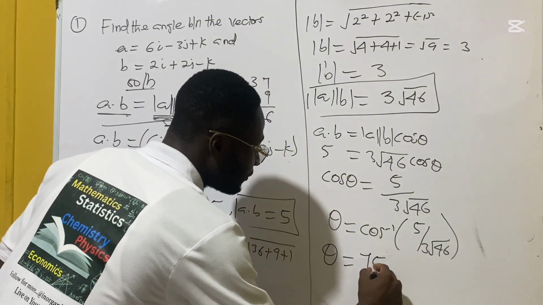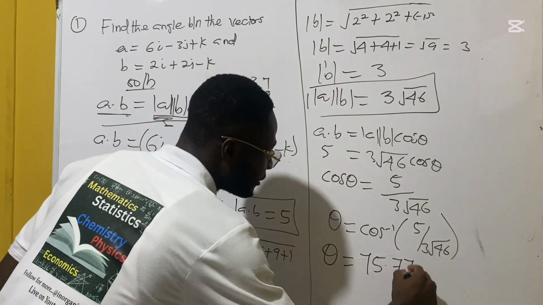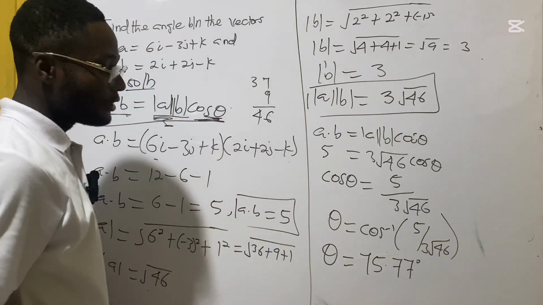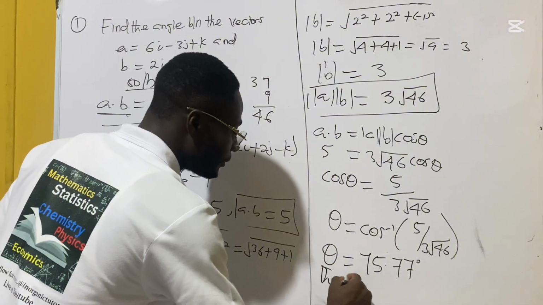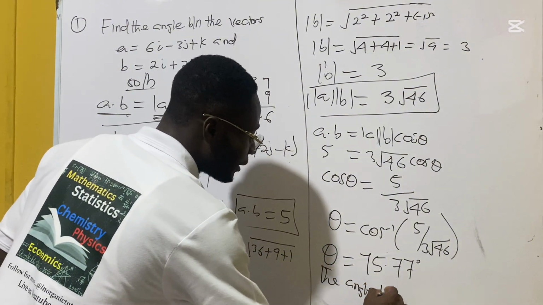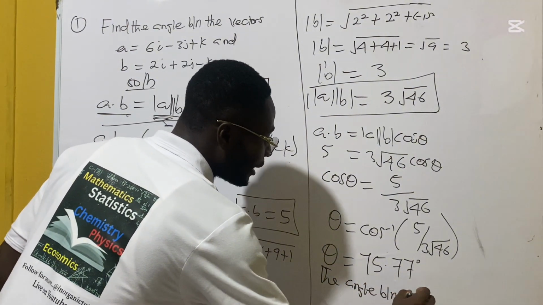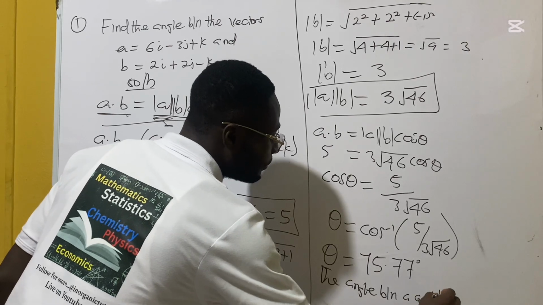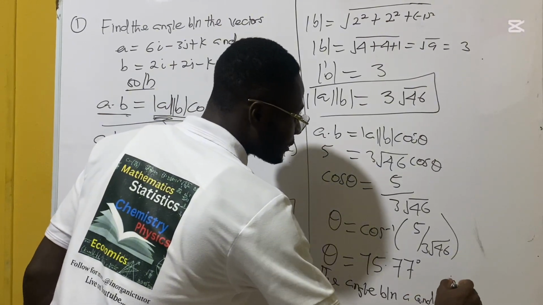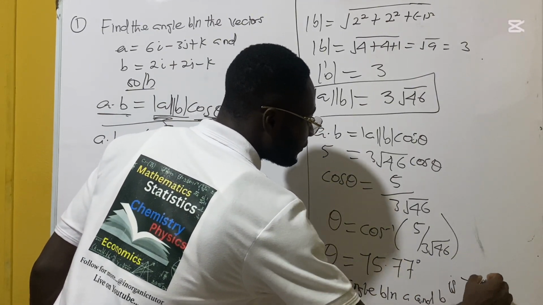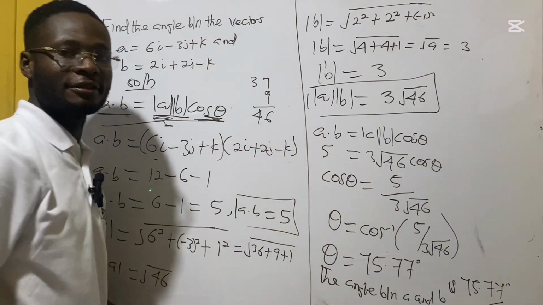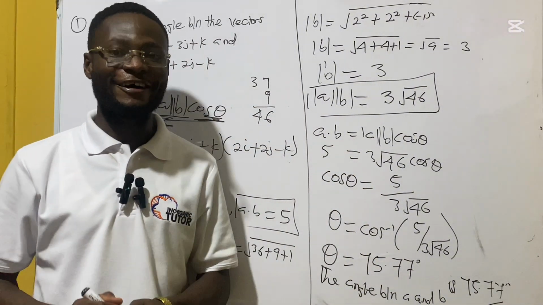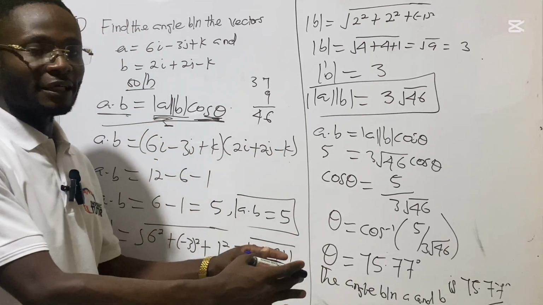So we have our theta equal to 75.77 degrees. We can say that the angle between vectors A and B is 75.77 degrees. Wow, so that is the end of the problem.